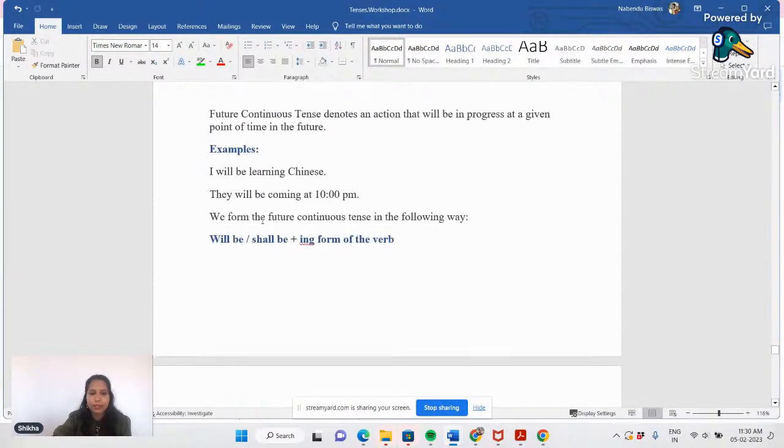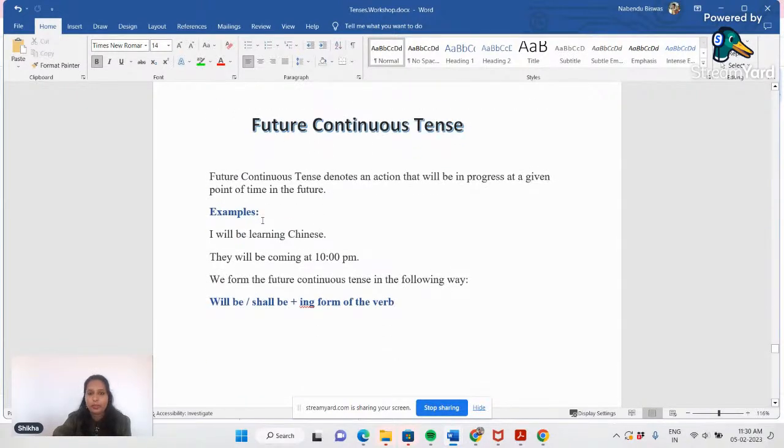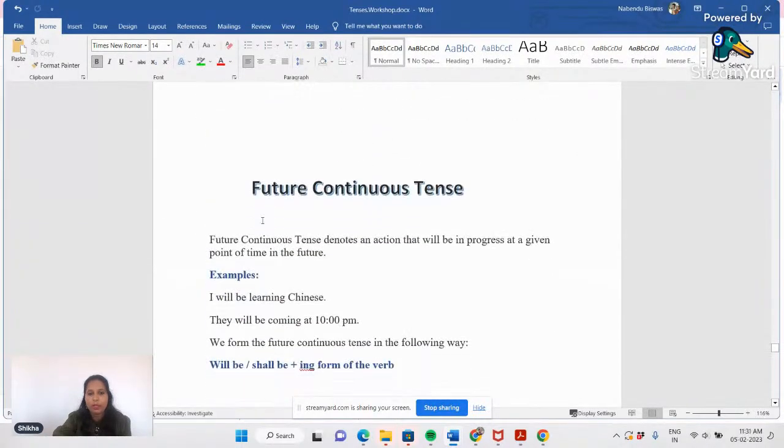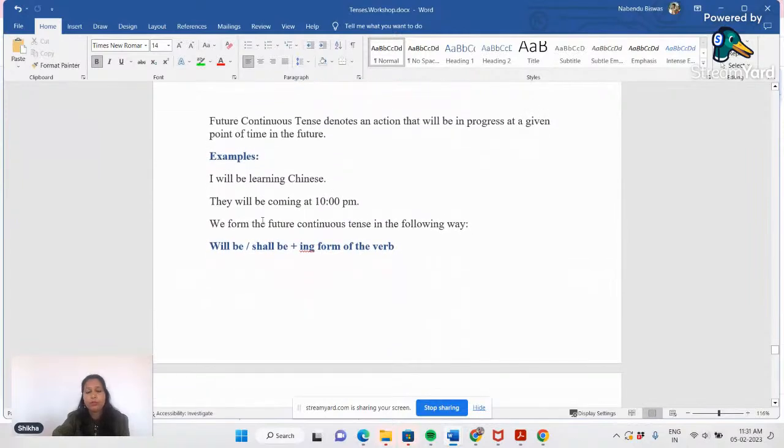Okay, then future continuous tense. So this is what we spoke about, simple future tense. Now future continuous tense. Future continuous tense denotes all the actions which would be continuing in the future. So something which you are thinking of doing and you are thinking that would be continuous in the future. So how will you frame the sentence? Here there are some examples. I will be learning Chinese. So maybe you are thinking of learning something. Maybe you are thinking of learning guitar or maybe tabla.